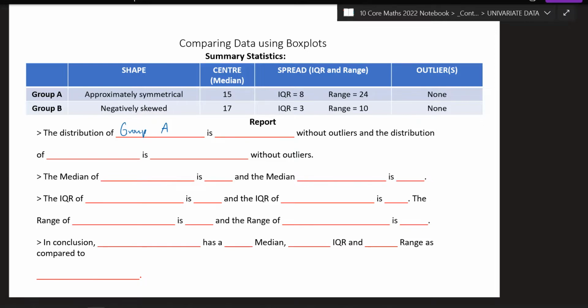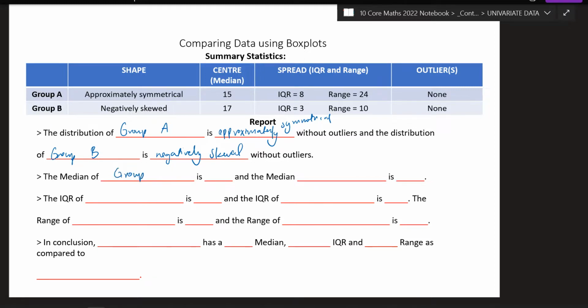Okay, and we talk about the distribution, which is the same as the shape. I would actually just say the shape of group A is, so what's the shape? Approximately symmetrical. Okay, without outliers, and the distribution of group B is negatively skewed. Okay, so that's the shape. That's the first part. The median of, so now let's do group A.